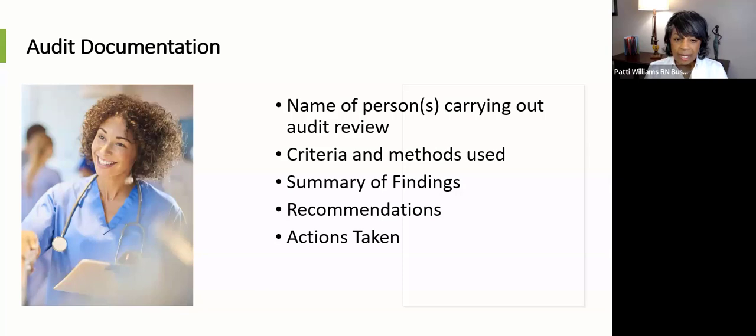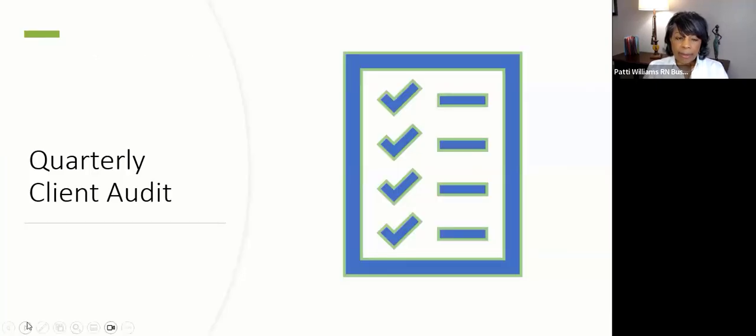If you came up with things that you know you needed to do better, you want to put those recommendations down. And then if you took some action, I don't know if you would take some action while you're doing the audit. If not, if you later on took action, based on those recommendations, you would go back and notate that later. So I'm going to talk about the quarterly audit first.